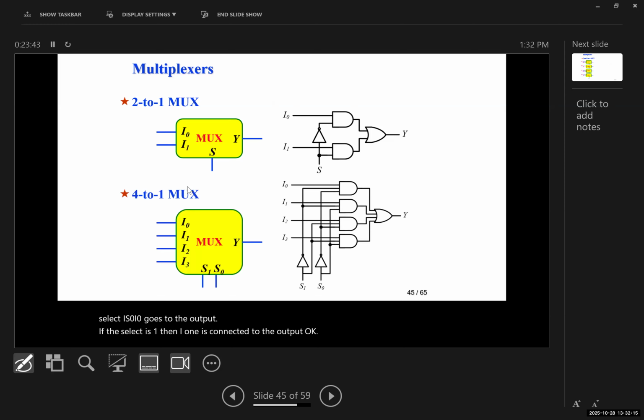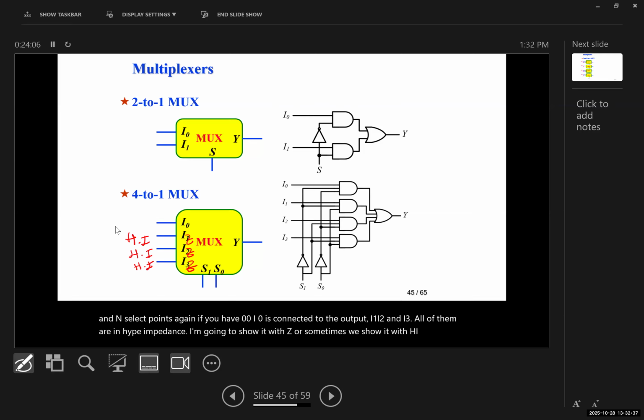And then we have the 4:1 multiplexer. You're going to have, again, 4 inputs, 1 output, and n select points. Again, if you have 0,0, I0 is connected to the output, and I1, I2, and I3 are all in high impedance. I'm going to show it with Z, or sometimes we show it with HI. HI means it's in high impedance, or in other words, it's open. And only I0 is connected to the output. Okay.